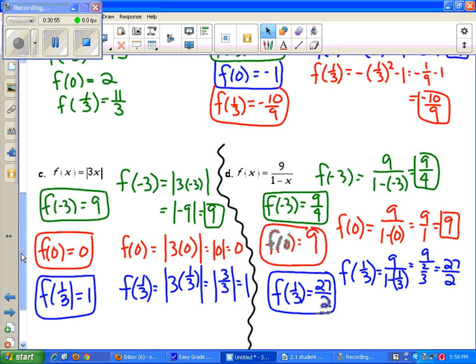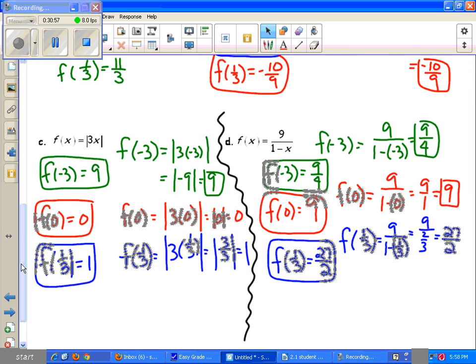For C and D, f of -3 should be 9, f of 0 is 0, and f of 1/3 is 1. So remember, when you take the absolute value of something, it's going to end up giving you a positive answer, because the absolute value of something is the distance from 0 on a number line. And if we look at D, it's a little bit harder because we have a fraction there. F of -3 should be 9/4.